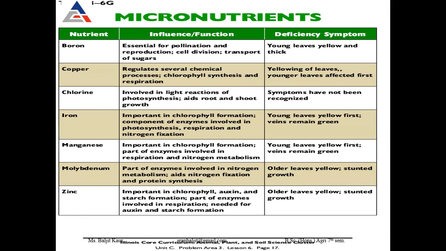So the functions of manganese: manganese is important in chlorophyll formation, and it takes part in the formation of enzymes which are involved in respiration and nitrogen metabolism. Zinc is important in chlorophyll, oxygen, and starch formation. It is part of enzymes involved in respiration, and it is needed for oxygen and starch formation, right? So these are the functions and deficiency symptoms of micronutrients.